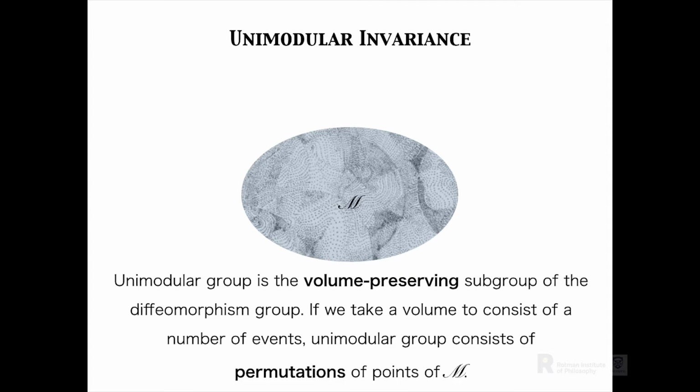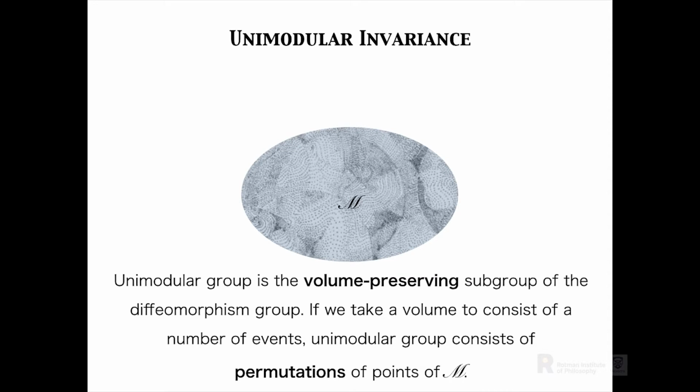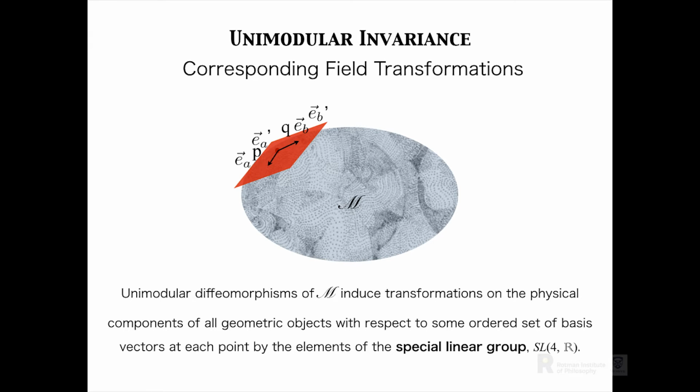Now, among the alternatives to diffeomorphism invariance is unimodular invariance, and I'm partial to it because my PhD thesis for John Satchel was in unimodular invariance. It's basically adoption of the volume-preserving subgroup of the diffeomorphism group as the underlying symmetry group. If you want an intuitive understanding of what that means, think of a volume in this four-dimensional space-time as a set of points which represent events, and volume-preserving transformations can be thought of as permutations of the points. So the number of points remains the same, you just transform them one at a time. Now, the unimodular diffeomorphism of the base manifold induces transformations in the components of geometric objects with respect to the bases we chose, but these are the elements of the special linear group.